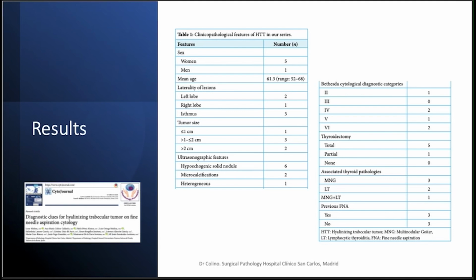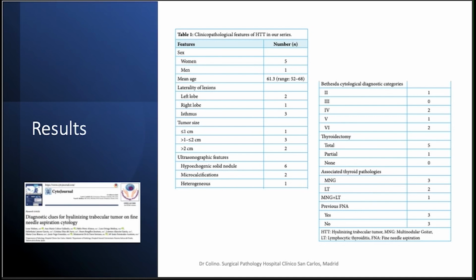Our results are summarized in Table 1 from the article Diagnostic Clues for Hyalinizing Trabecular Tumor on Fine Needle Aspiration Cytology. Over a decade, our hospital has identified 6 cases of hyalinizing trabecular tumor confirmed through histology. The demographic distribution shows a female predominance, with 5 women and 1 man. All patients were over 50 years old, with a mean age of 61.3 years. Interestingly, the isthmus of the thyroid was involved in half of these cases, while the left lobe was affected in 2 cases and the right lobe in just 1.